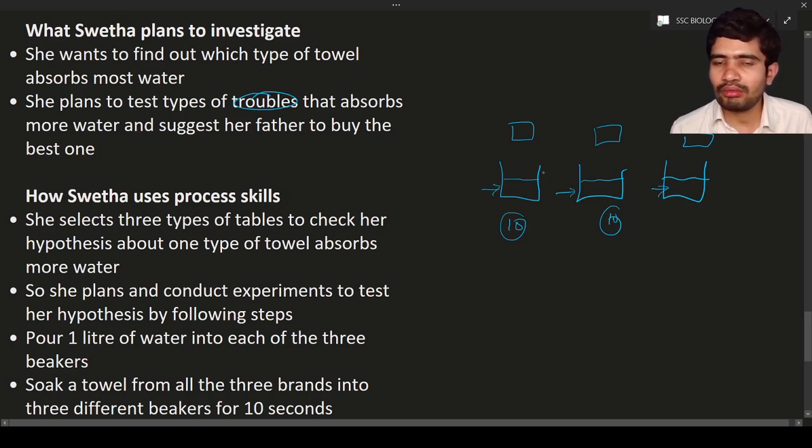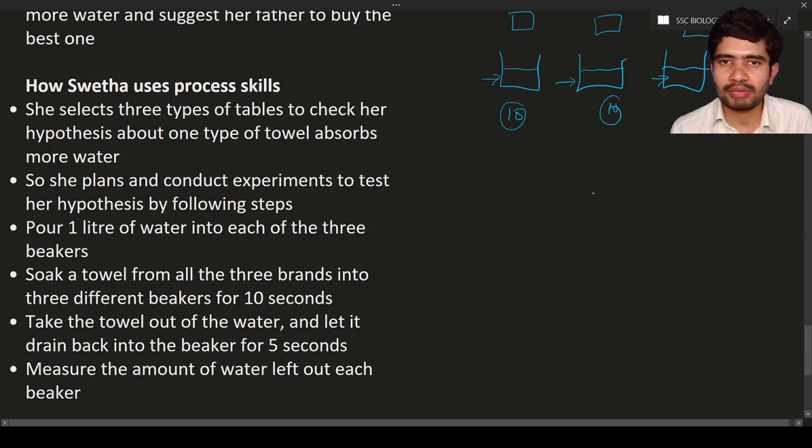Based upon the water taken by the towels, she is going to come to the conclusion about which towel is better for absorbing more water. So this is the experiment done by her. For example, let us consider her prediction, or her hypothesis, is that the first piece of cloth is going to absorb more water. As a result, she will conclude that the first towel is better for absorbing more water. So this is about the processing skills used by Shweta in her experiment.